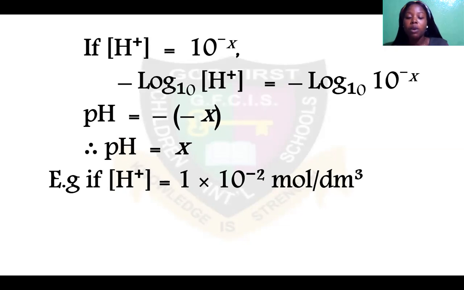So I have mole per dm cube as the concentration of the acid. So 1 times 10 raised to power minus 2, therefore pH is equal to 2. So just take your answer as 2 when you are giving that value. So the pH of that solution will be 2. We'll soon see some other examples.